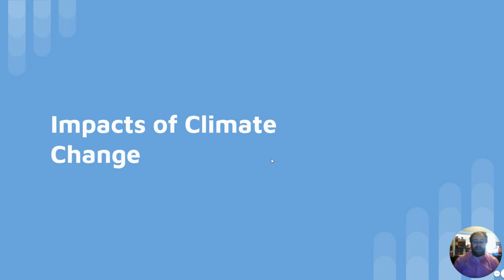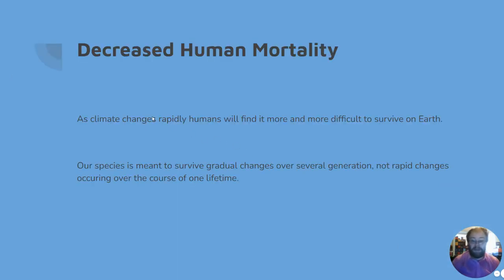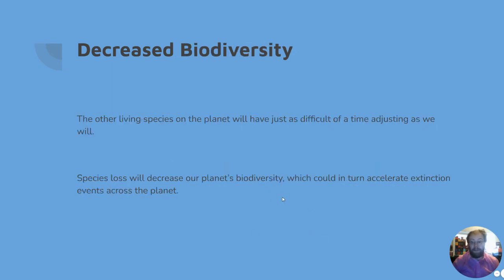So what are the impacts of climate change? Well, as the climate changes, humans are going to find it more and more difficult to survive. We're not meant to change that rapidly. Our species is meant to survive gradual changes over several generations and not these rapid changes over the course of one lifetime. So as it continues to change faster and faster, we're going to find it harder and harder to keep up.